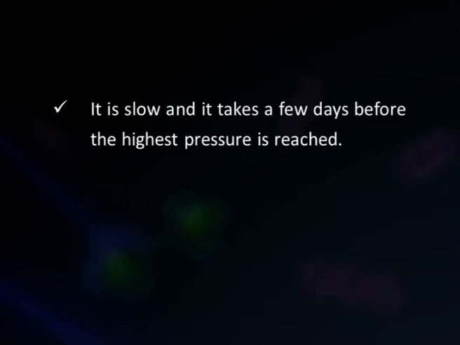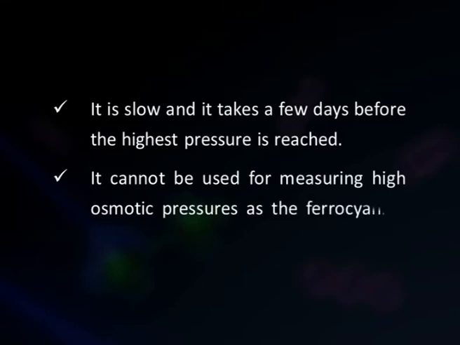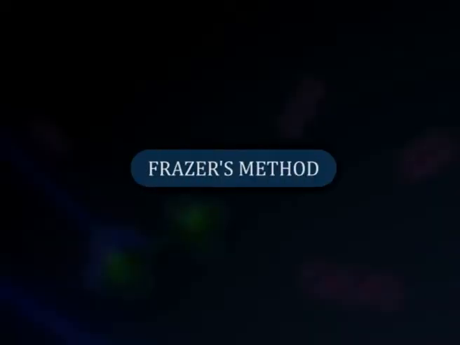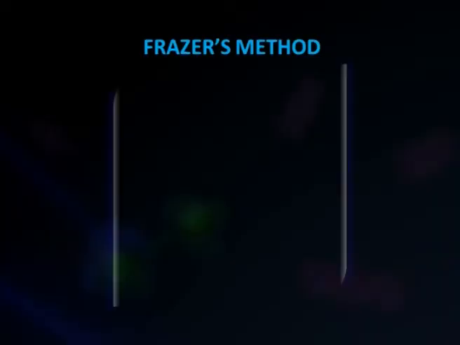And the second one is that it cannot be used for measuring high osmotic pressures because in this case there is a tension on the semi-permeable membrane which can cause bursting of the membrane. Now we are going to discuss Fraser's method. Morse and Fraser used the same technique, but they deposited the copper ferrocyanide electrolytically. As the membrane was more stout, they were able to measure high osmotic pressures, that is up to 300 atmospheres.